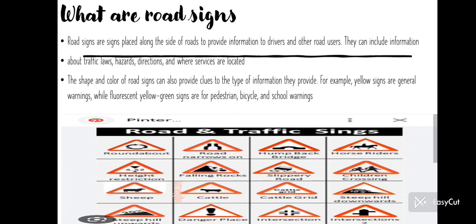And if you look at a humpback bridge sign, it means there's a humpback bridge over there. The horse riders sign says that there are horse riders coming over here. Falling rocks means it's about hill stations where rocks might fall. Slippery road tells us that the road ahead may be slippery. And children crossing tells us that there's a children crossing coming ahead, be careful. There are also signs for sheep, cattle grid, steep hill downwards, steep hill upwards, danger place, and intersection, and other types of road signs.